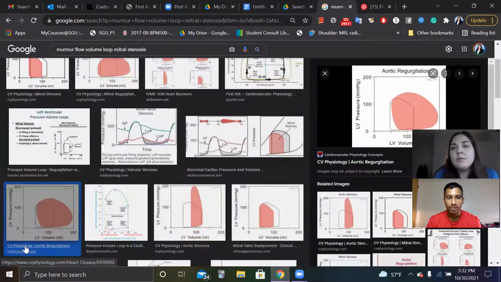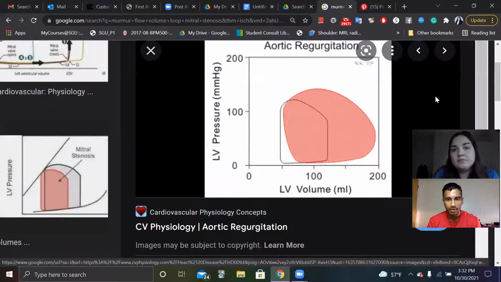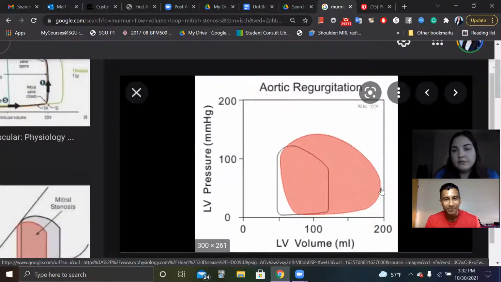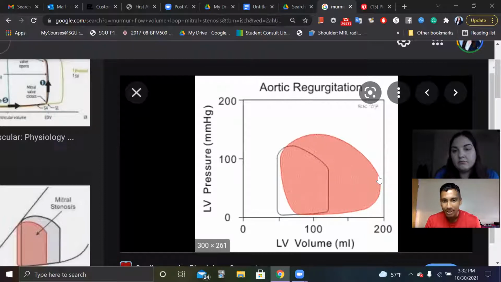Okay. What about aortic regurg? How's our preload? It's high. High, almost 200. How's our stroke volume? It's high, very high. So if I were to say which two murmurs have high stroke volume, you would say mitral and aortic regurgitations. And which ones have low stroke volume? The stenosis.